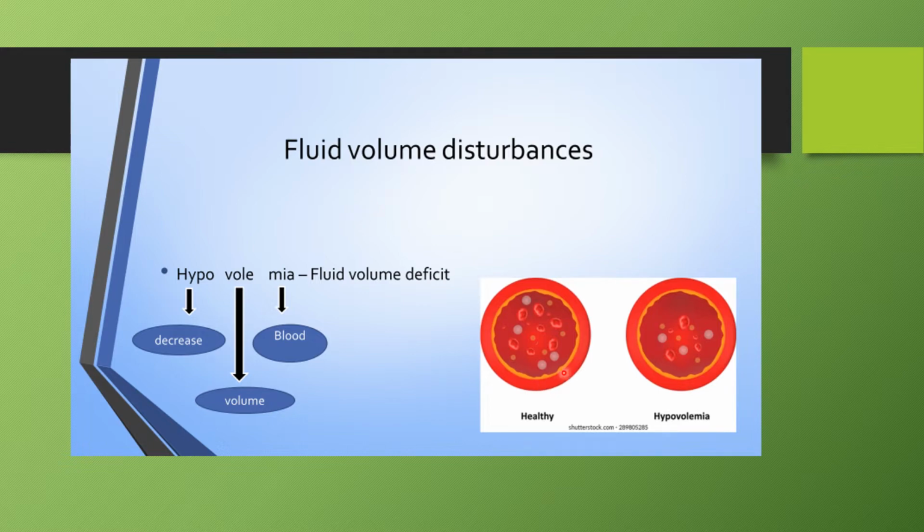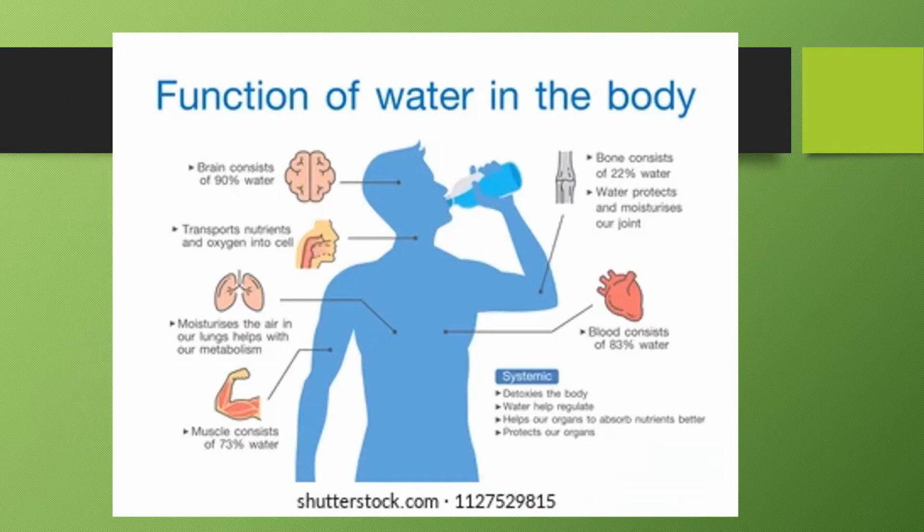When the person is having hypovolemia, their blood vessels look like this. This is a healthy one, and this is a decreasing blood volume status. Before going to the topic, we'll see the functions of water in the body. I already uploaded the introduction video covering all these things.